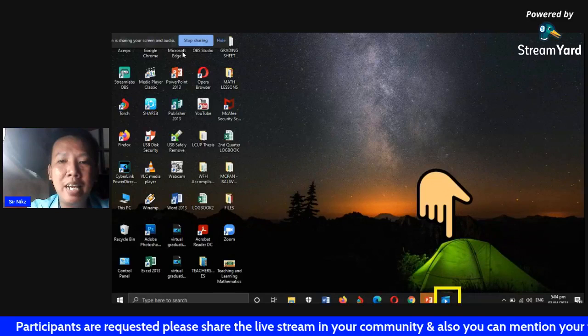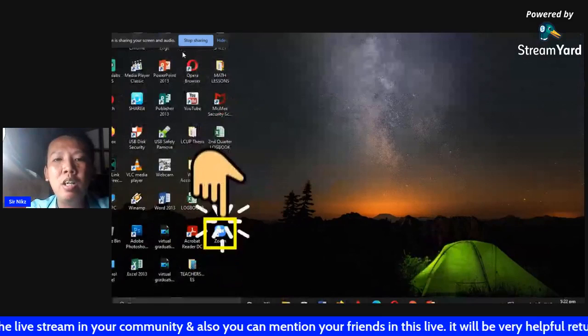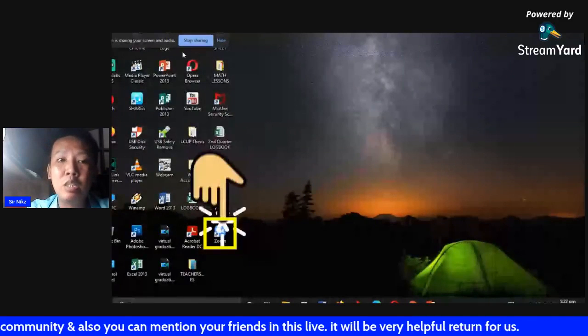So that's the first step. Then after that, you can now double click your Zoom application installed in your computer.